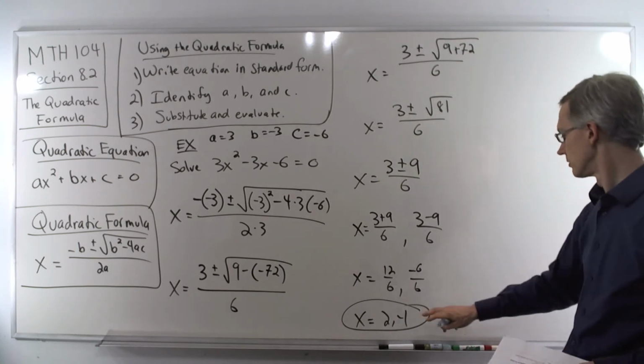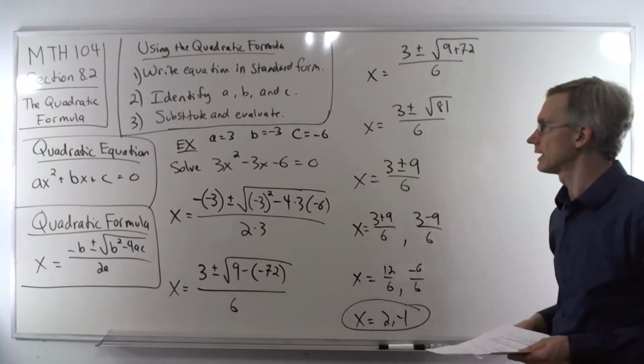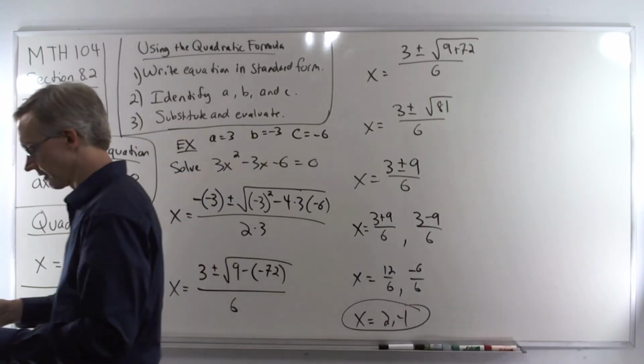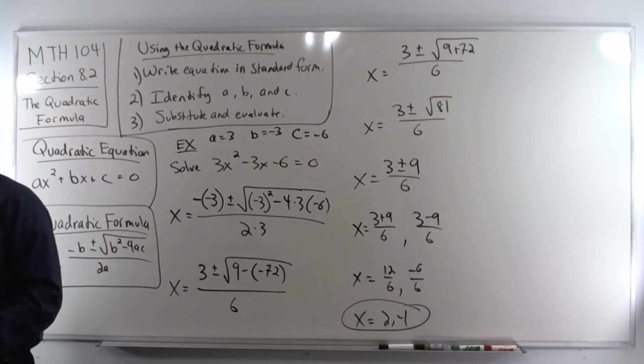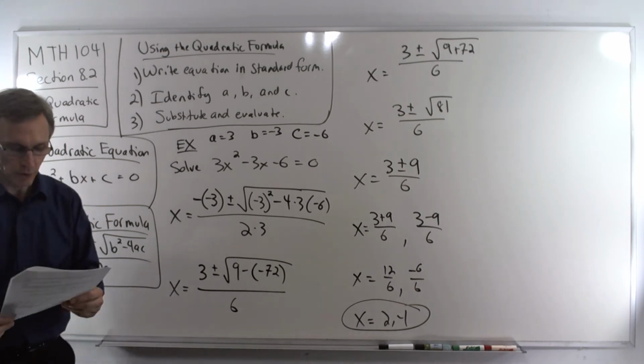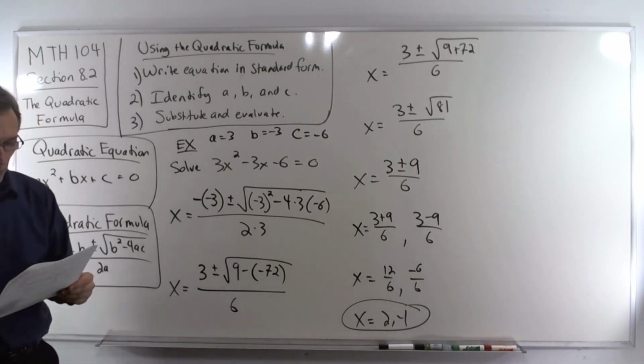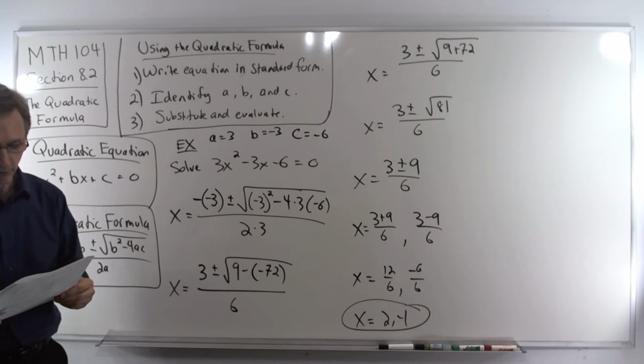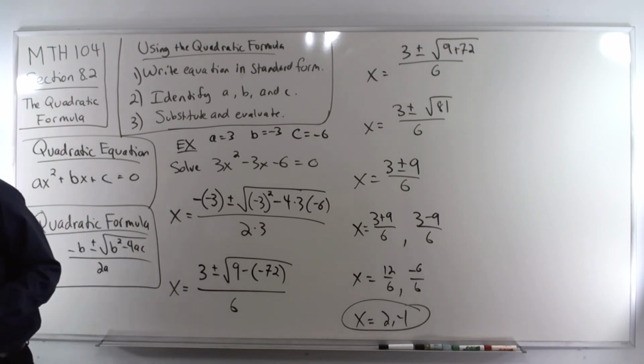And as always, once we get our answers, we should plug them back in the original equation to see if they work. And in this case they do. So we're going to work on your turn number 1. Let's solve 2x squared plus 2x minus 12 equals 0 using the quadratic formula.